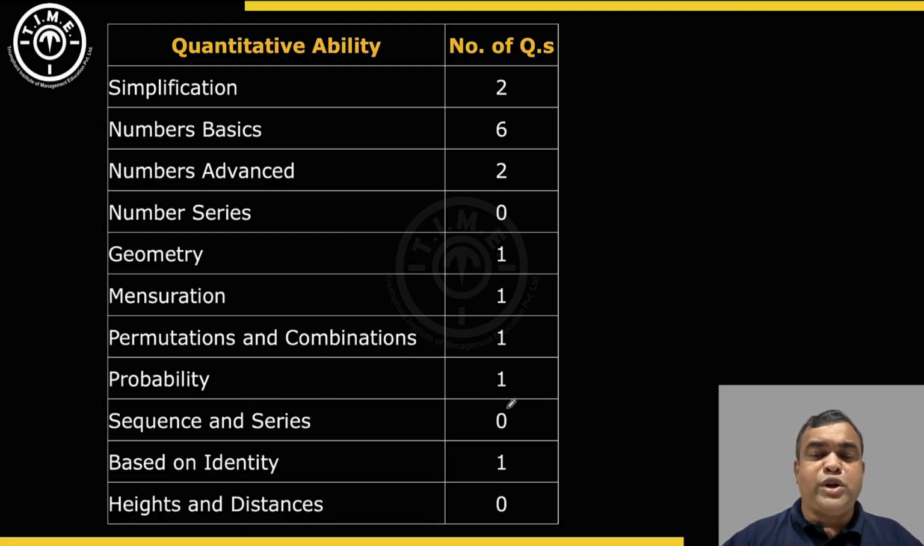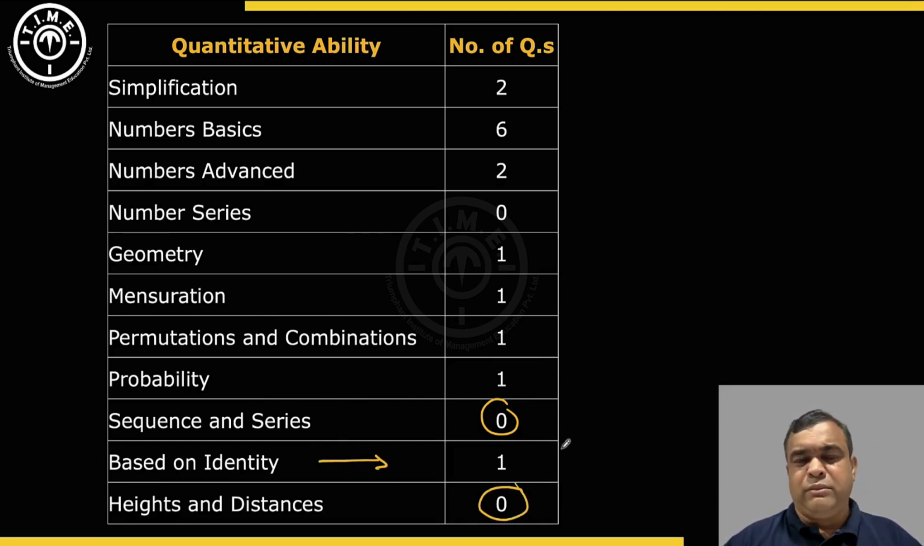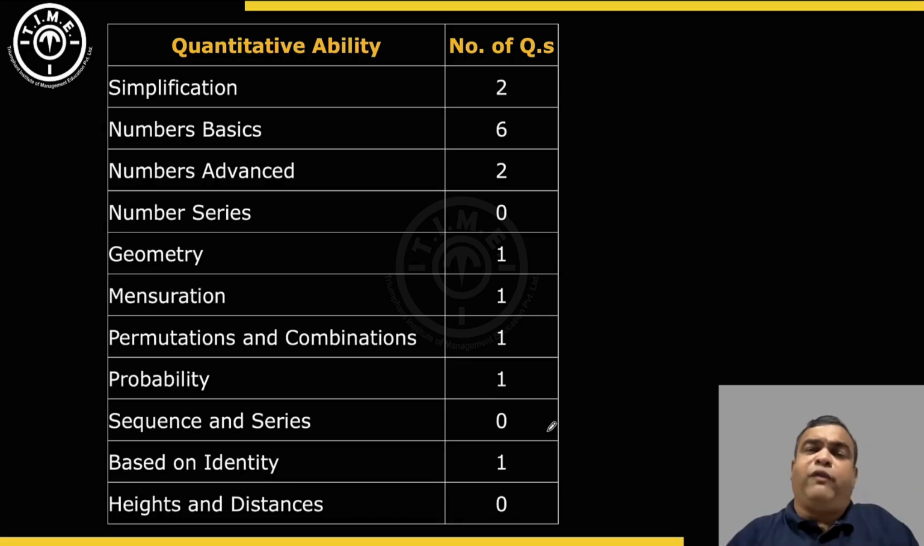Okay, no questions on sequence series, no questions on heights and distances. Identity based, there was 1 question, which is very easy. So overall, I will suggest the questions were easy to moderate. But instead of attempting all 40 questions, wherever you find a time consuming part, you could have left those questions and attempted the DI part.